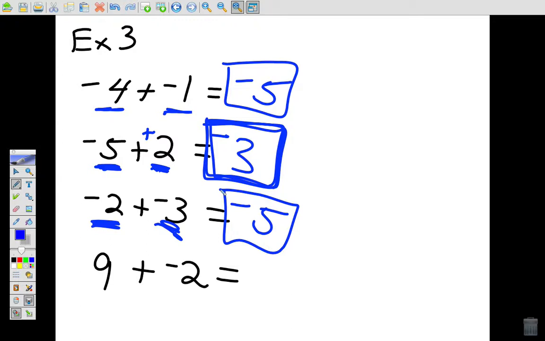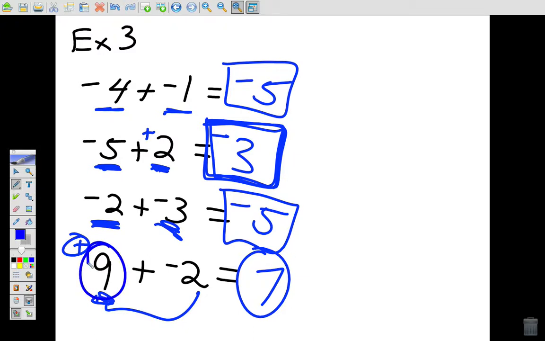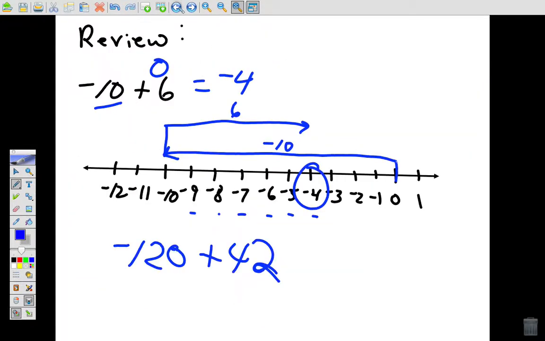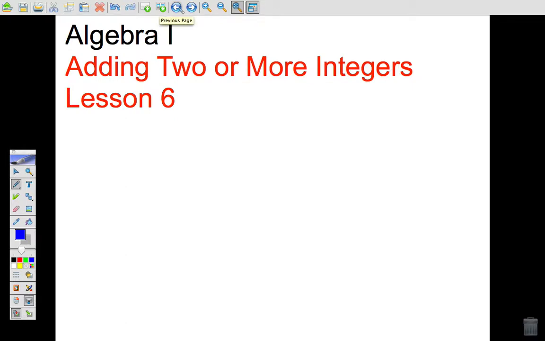Final example, positive plus a negative is rule number 2. Take the difference between 9 and 2, which is 7. 9 is the bigger number, it's positive, it's a positive 7. Let's check it to see if it makes sense. Temperature rises 9 degrees, all right, so I'm 9 degrees above 0, then drops 2, so I'm at 7 degrees above 0. Makes sense. All right, so the topic was adding 2 or more integers.